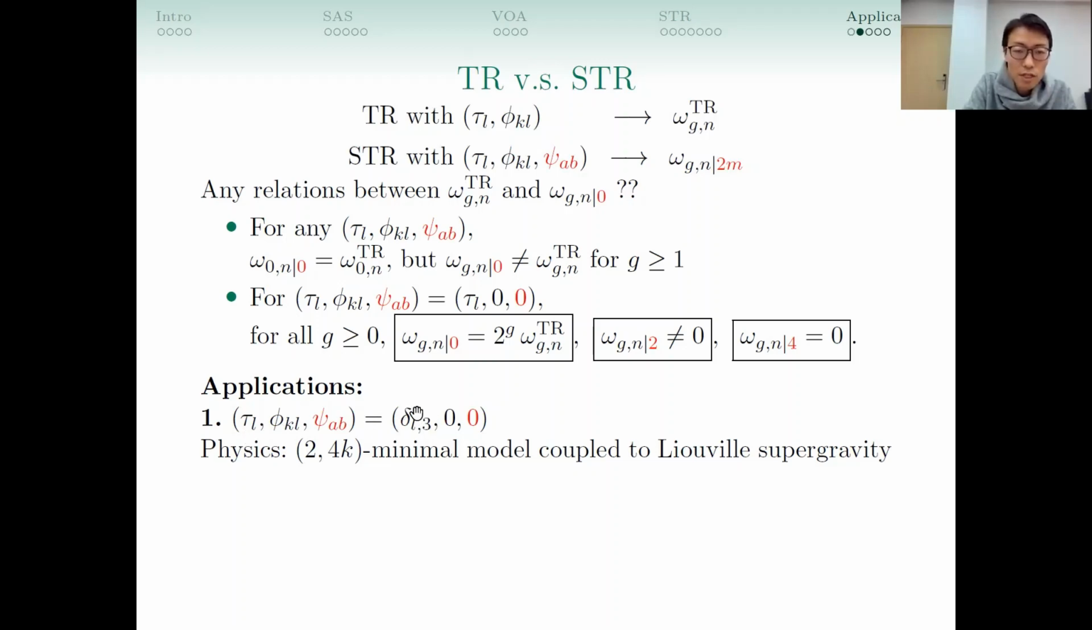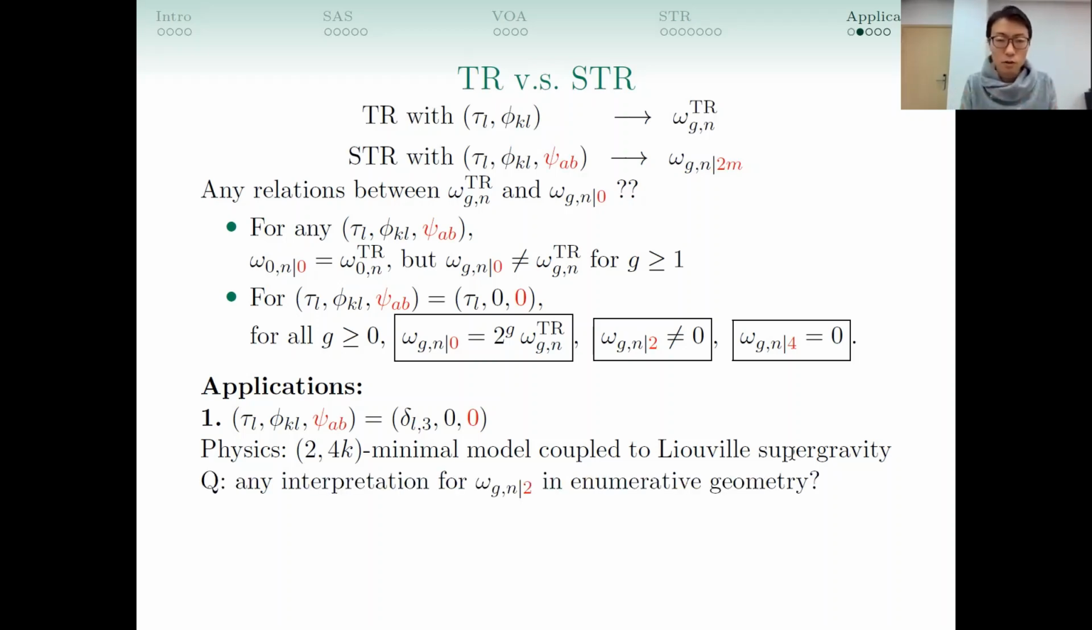Namely, only tau 3 is 1 and everything else is 0. And then it turns out that the free energy, or equivalently omega g,n, are generating functions of correlation functions of the (2,4k) minimal model coupled to Liouville supergravity. Okay, and this is a natural supersymmetric generalization, because if you apply this condition to the standard topological recursion, the physical example is exactly (2,2k+1) coupled to Liouville gravity without super. So this makes sense. And this also justifies why this super topological recursion that I'm proposing is a natural generalization, because it has this example as the simplest case.